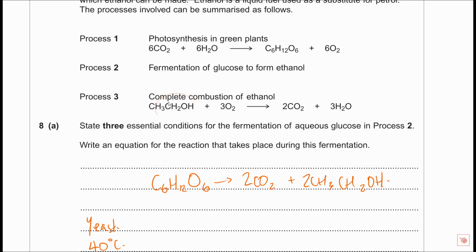Then, when we combust a single molecule of ethanol, we produce 2 more. Whereas, for every 1 glucose, we produce 2 ethanol. Each ethanol produces 2 of these. So we end up times 2 here, 2 CO2 here. So 6 in and 2 for 6 are given out.